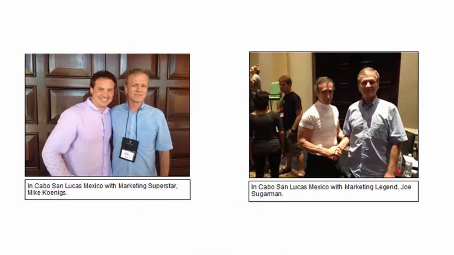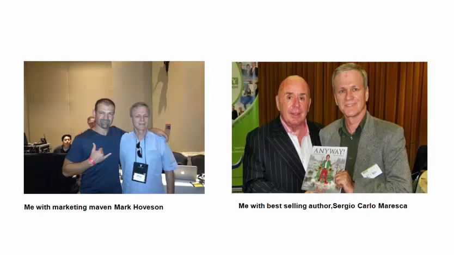I've also attended many industry events. Here's me on the left, well, the photo's on the left, I'm on the right in that photo with marketing superstar Mike Koenigs. Pic on the right is me with Joe Sugarman. He's the one with the muscles, and he's 75 years of age, amazing guy. On the pic on the left is me with marketing maven Mark Hoverson, 8-figure earner. Or is he a 7-figure earner? I don't know. But anyway, he's very successful. Me with best-selling author Sergio Carlo Maresca. That's Sergio on the left. That photo is obviously a few years old, quite a few.